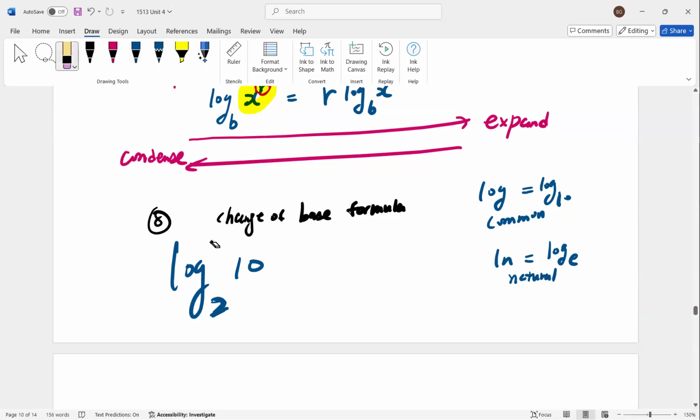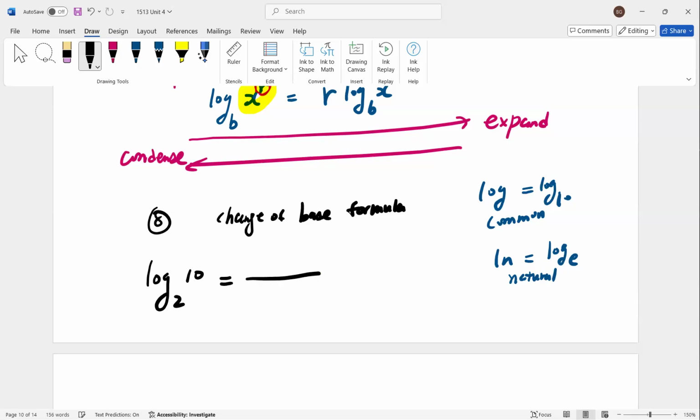So in this case, the change of base formula is going to apply. Let's say we want to calculate log with base 2 of 10, like what I had earlier. Then we can use the change of base formula. We are going to write this log as a quotient of two logs with the same base. Any base would be fine. Then we can use base 10, the common log, base 10.